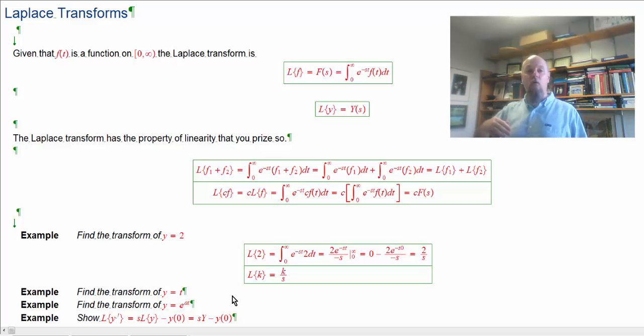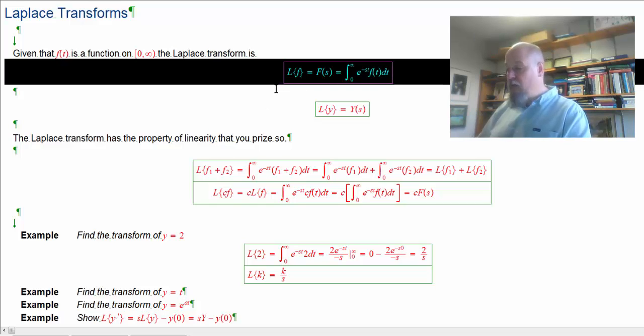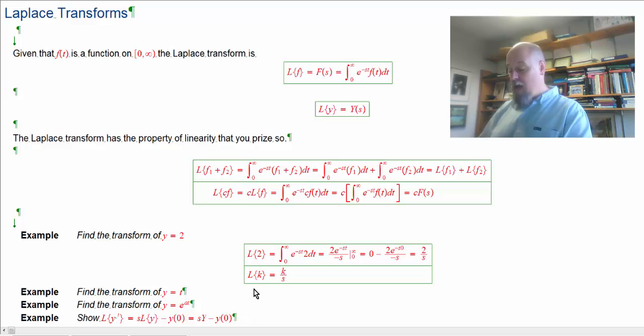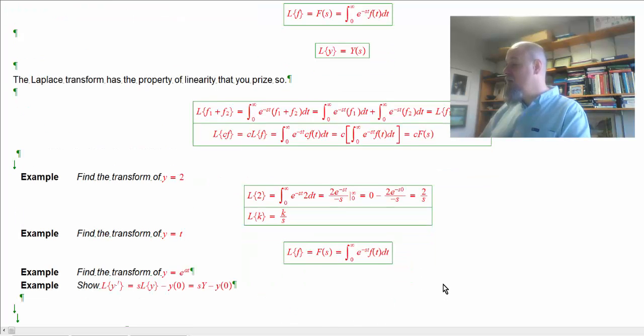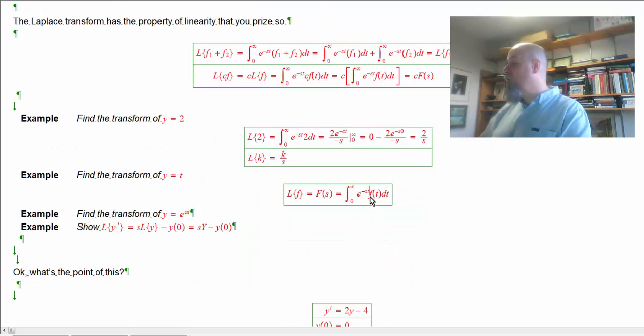Let's try transforming a first order polynomial, y equals t, to see what happens. Let's take the transform of y equals t. Notice I'm doing the same thing. I'm copying and pasting that definition because that's how you take the transform. You take the transform of a function by integrating from 0 to infinity e to the minus st times that function.